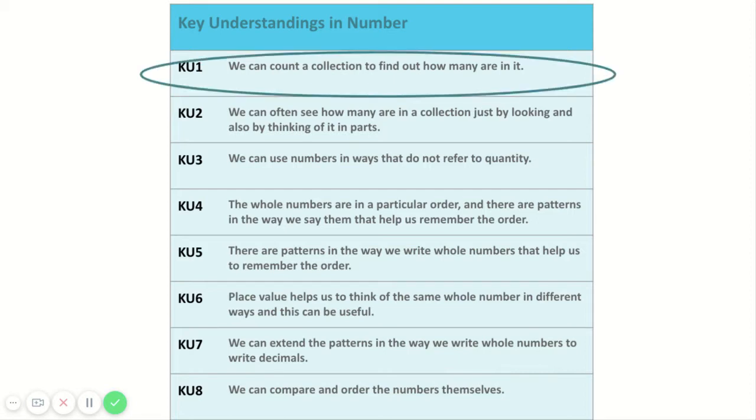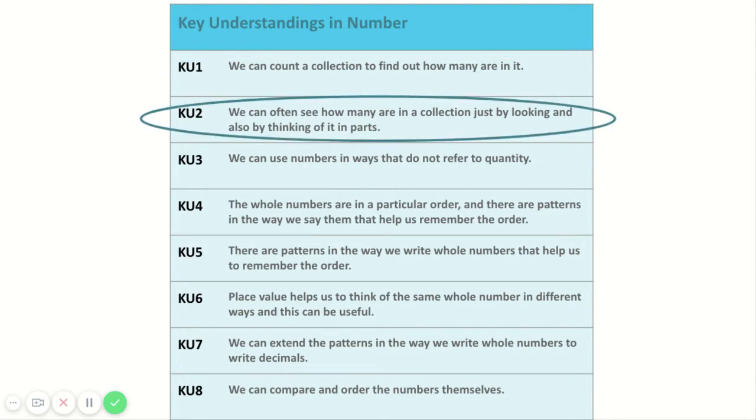Key understanding 1. We can count a collection to find out how many are in it. Key understanding 1 focuses on the counting principles and not rote counting. These tasks don't assess Sarah's ability to count collections of objects. This would not be an appropriate key understanding to focus on.